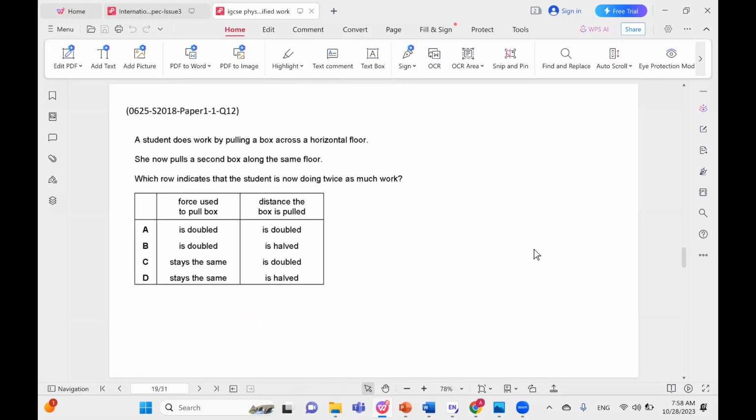A student does work by pulling a box across a horizontal floor. She now pulls a second box along the same floor. Which row indicates that the student is now doing twice as much work? So work equals force times distance. If you double both, as in choice A, you get 2F times 2D, and that gets 4W.